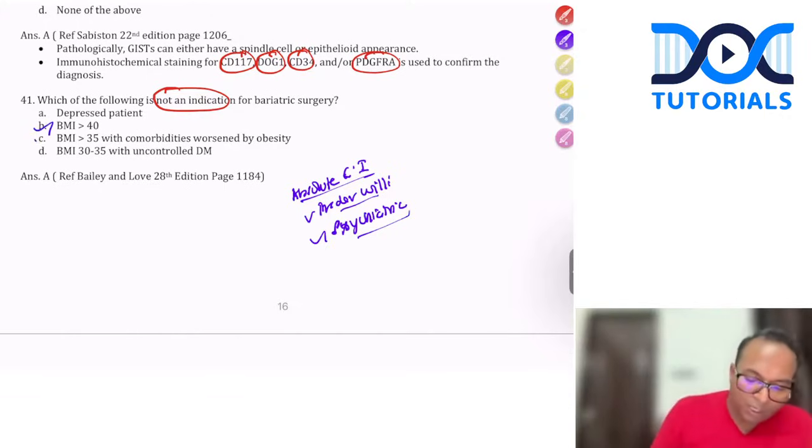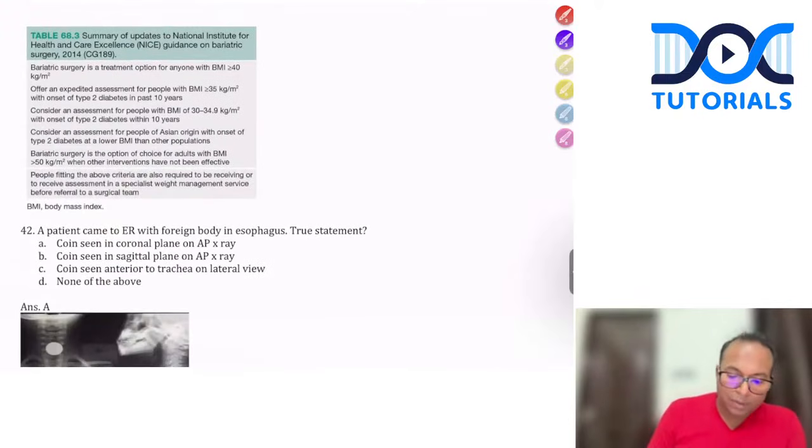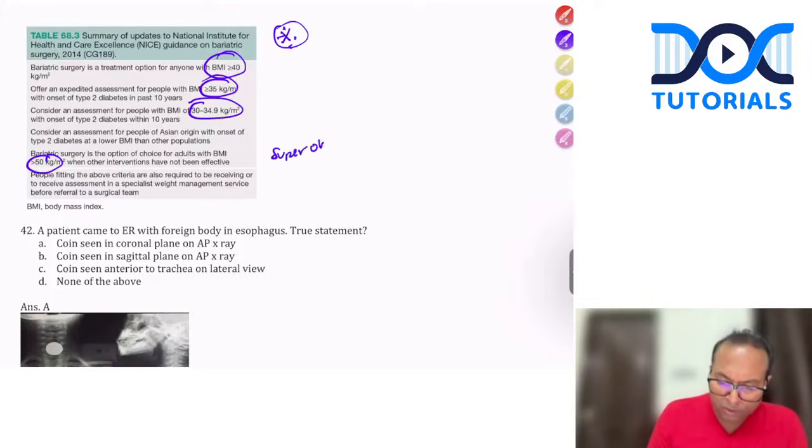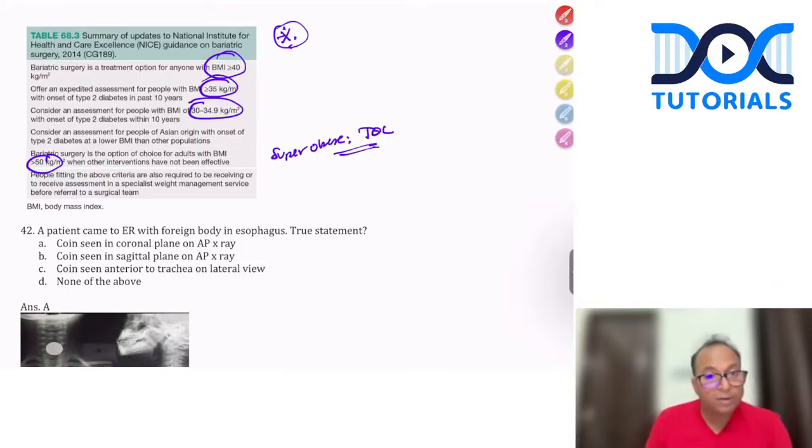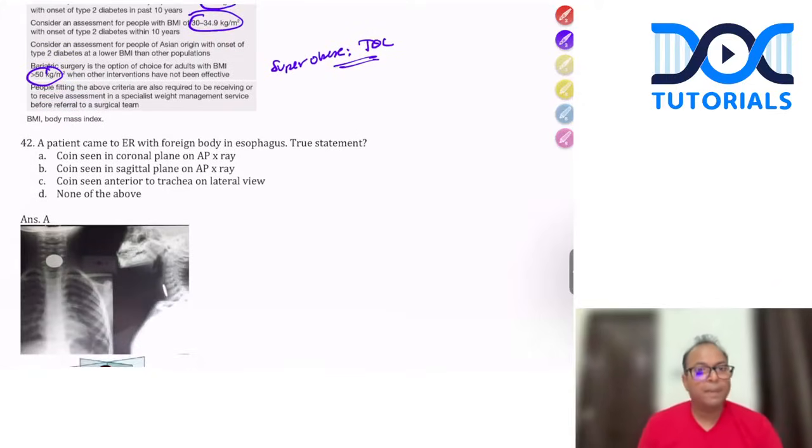So BMI above 40, or 35 with comorbidities, or 30 with uncontrolled diabetes. They are all directly from Bailey & Love. BMI above 40, 35 with diabetes for more than 10 years, 30 to 35 with diabetes within 10 years. And for Asians, you can reduce the value. And for above 50, super obese, it is the treatment of choice. So it's the treatment of choice for super obese, more than 50.